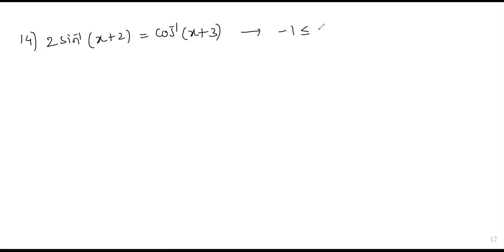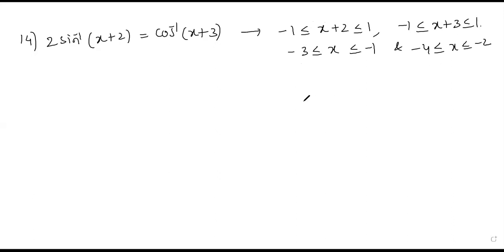Next to question number 14. So we have to find the sum of the squares of all the solutions of the equation 2 sine inverse of x plus 2 is equal to cos inverse of x plus 3. So clearly this is meaningful when x plus 2 and x plus 3 both lie between -1 and +1. So that is -3 less than or equal to x less than or equal to -1. And subtracting 3 here, -4 less than or equal to x less than or equal to -2.